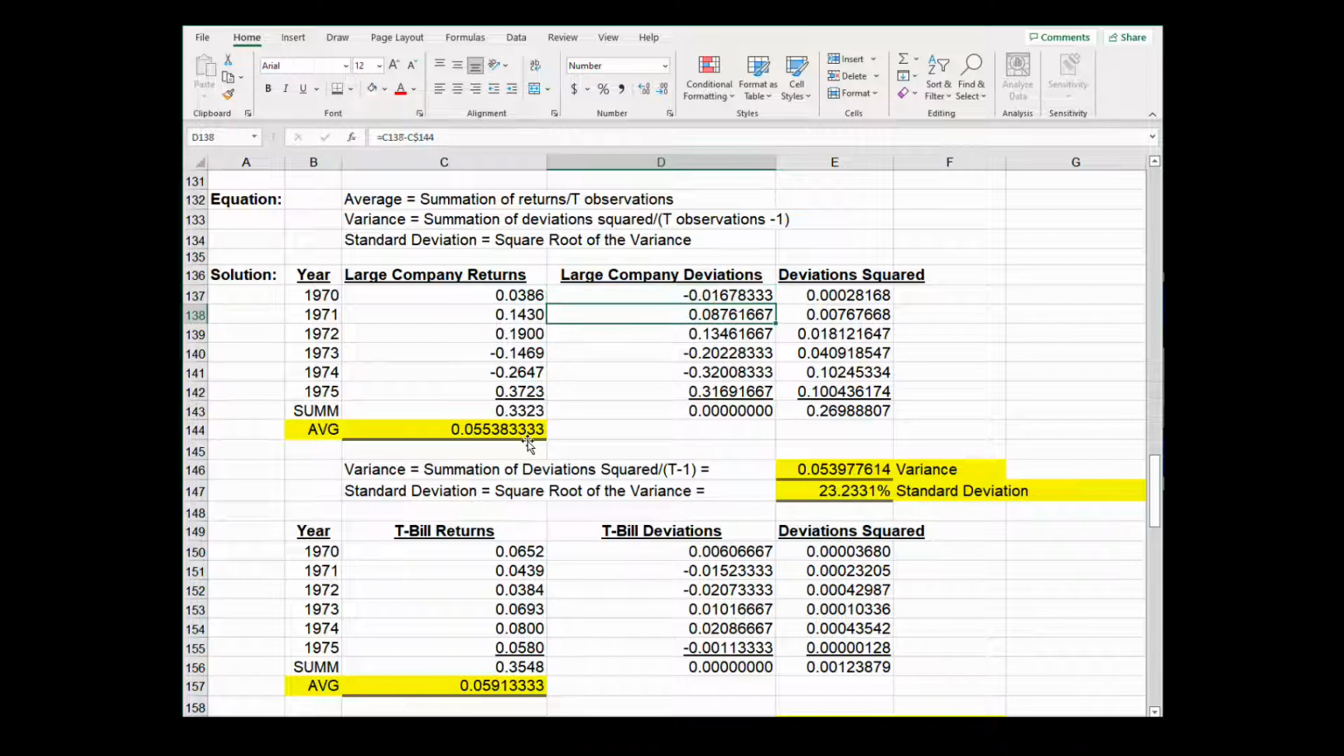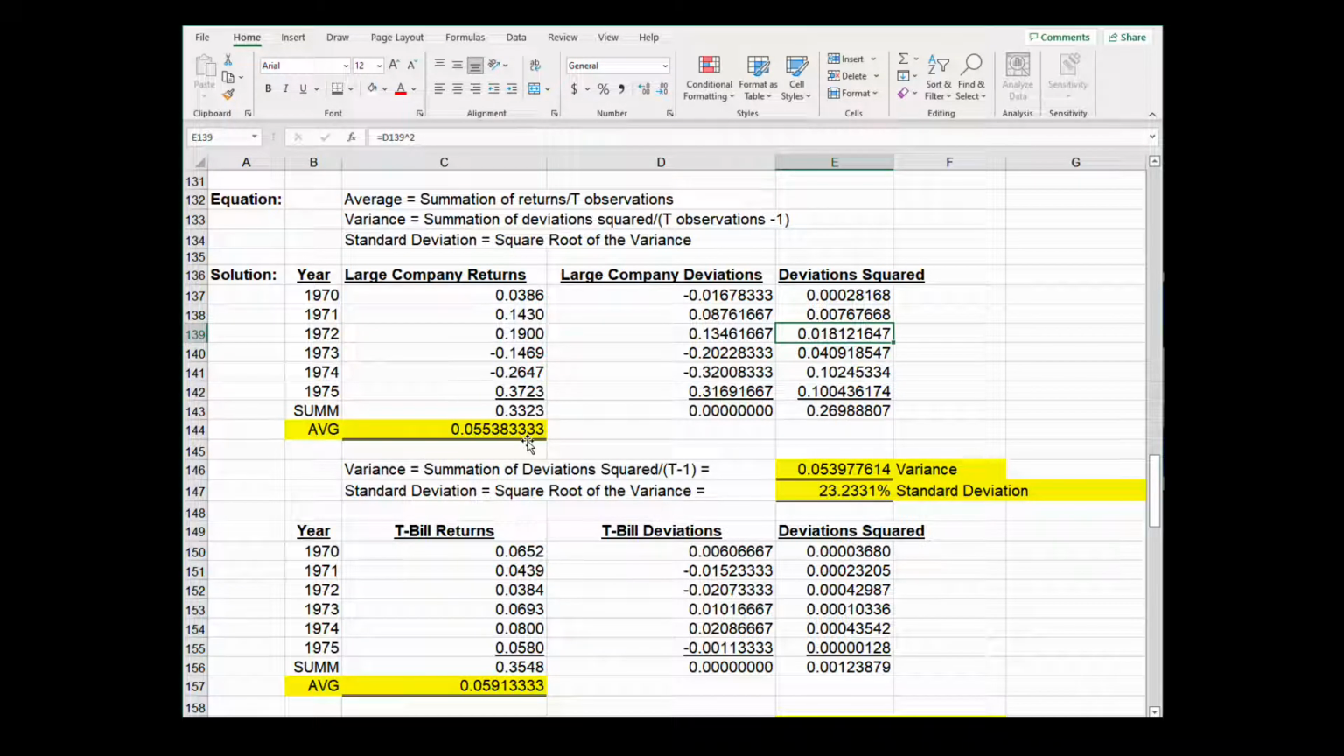Again, watch your sign. Make sure you have the signs positive or negative when you subtract the actual return minus the average. So in this case, it's 0.1430 minus 0.05383, and I get a deviation of 0.0876. Again, check your deviations to make sure that they add up to 0. Mine do. So I can move on to the third step, square them up and add them up.